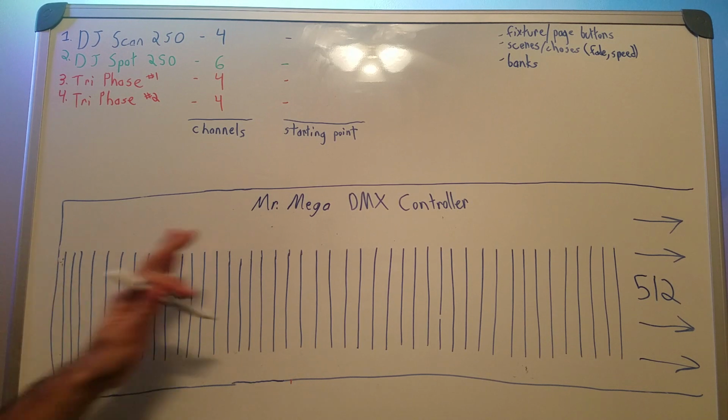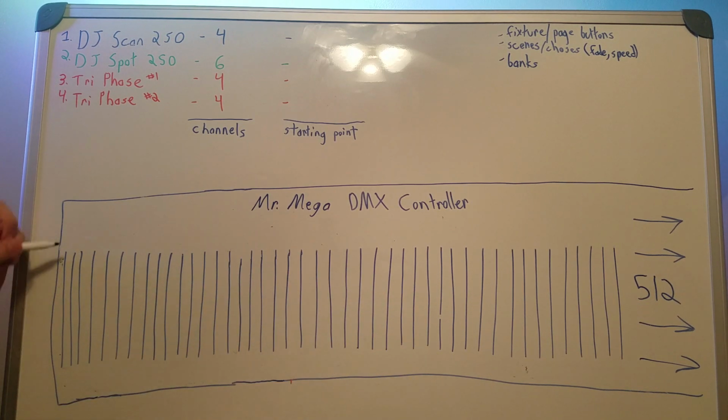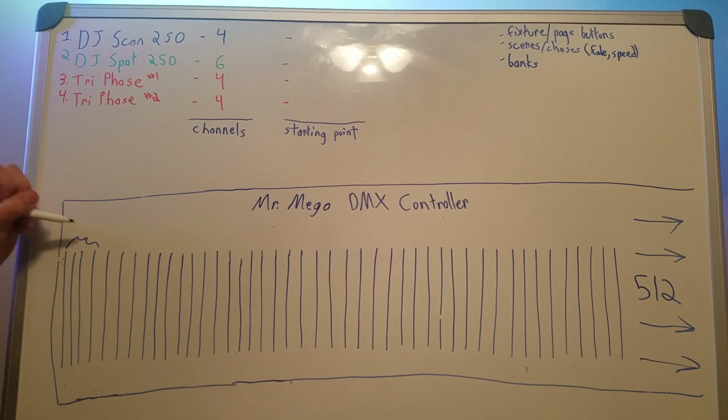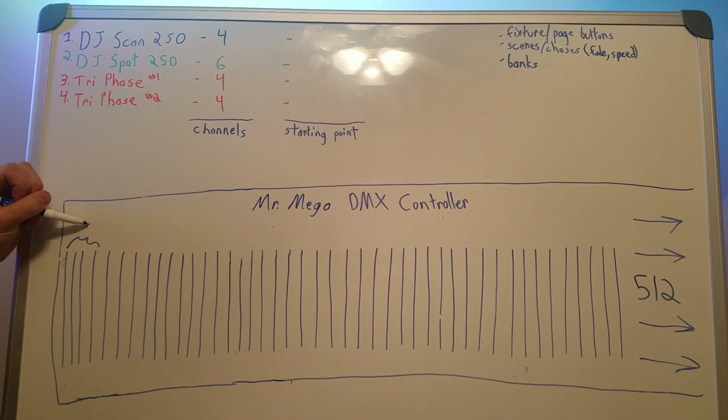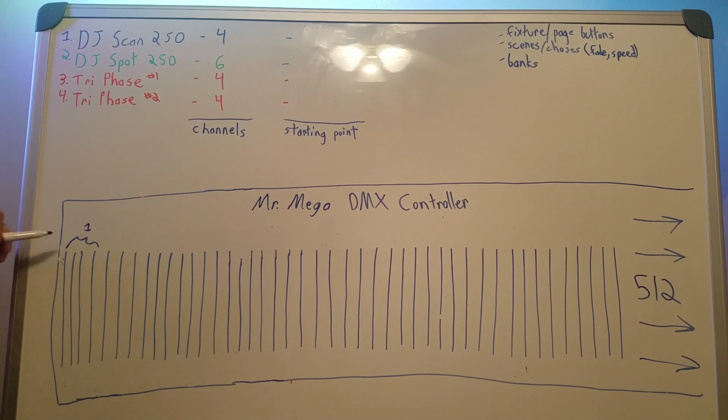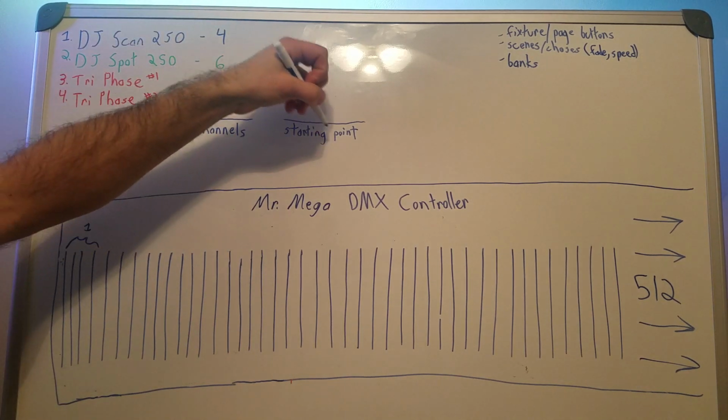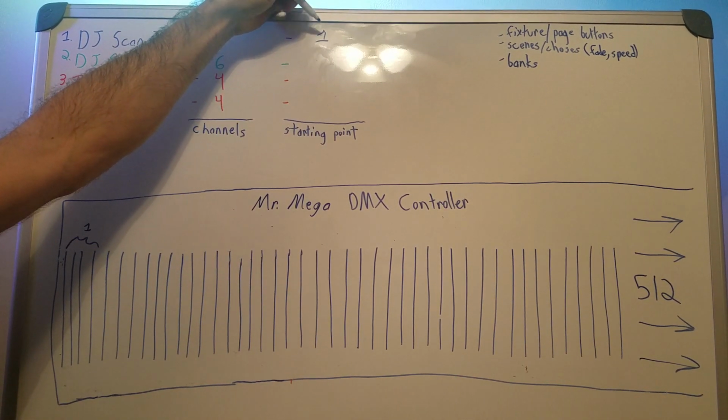So what I'm going to do is, if I'm programming this controller, I'm going to say that my first 4 channels, I'm going to make those my first fixture. And this fixture starts at channel 1. So my starting point is going to say channel 1.